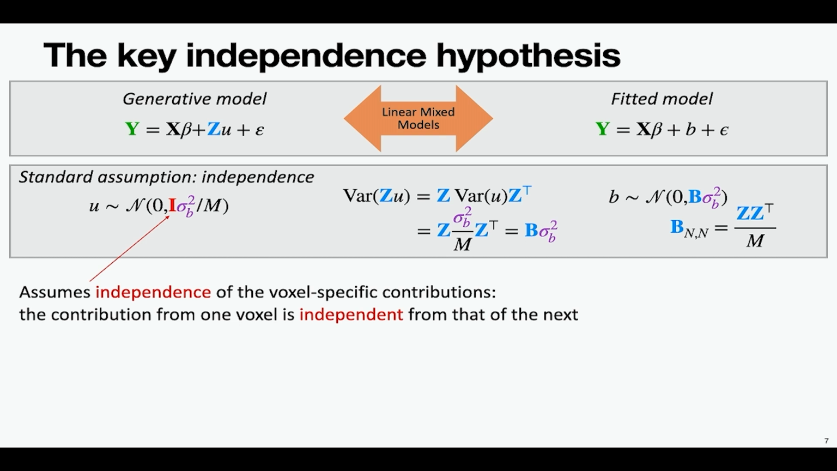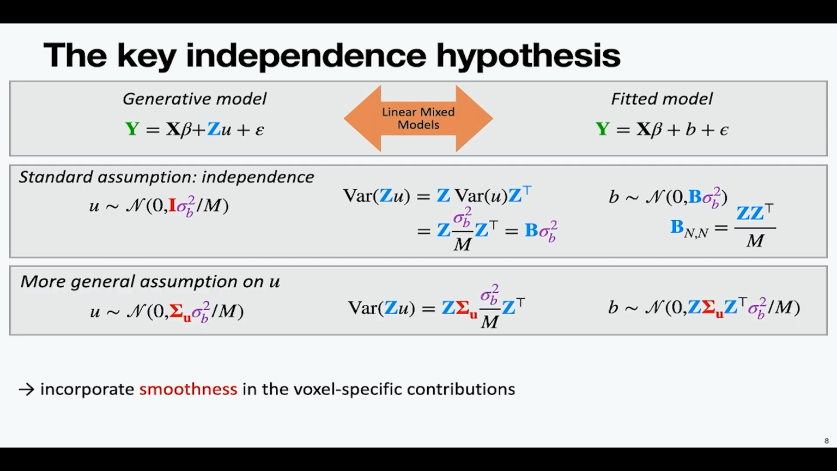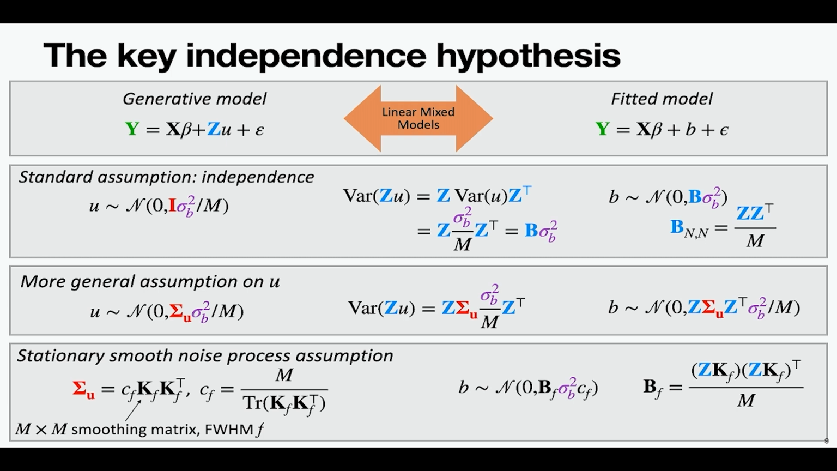To test if this is where the problem comes from, we changed this hypothesis to incorporate the relationship between nearby voxels in the form of smoothness. So we're saying that a more believable assumption would be that the real U is a smoothed version of this independent U, so that voxels that are next to each other would have related effects. So formally, we say that U comes from an underlying stationary smooth noise process parameterized with smoothness F.